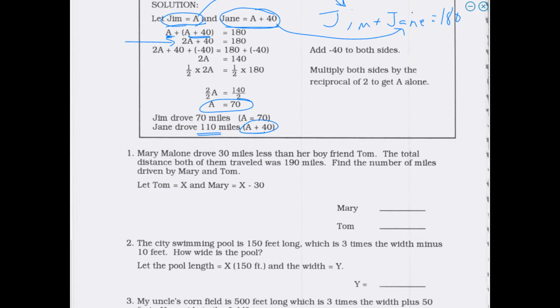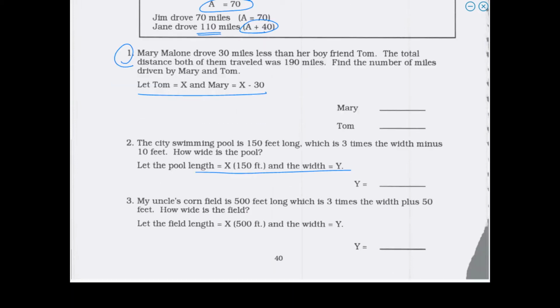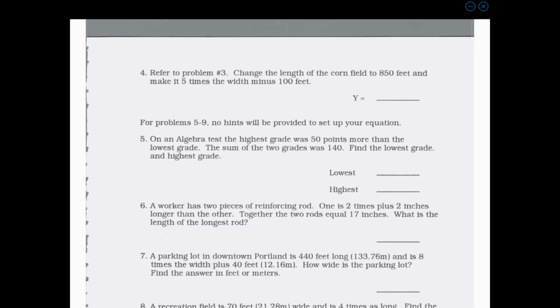So in this first problem here, they give you the equations to use, or they give you how to set up the problem, and it's very similar to that example problem to work out. The same thing with number 2. They give you the information to help you set it up, and you just have to work on solving it. The back side is the same way. Number 4, you're using problem number 3 to help you.